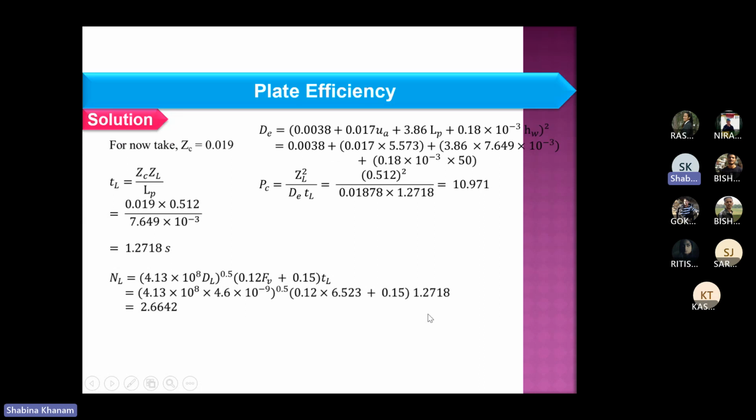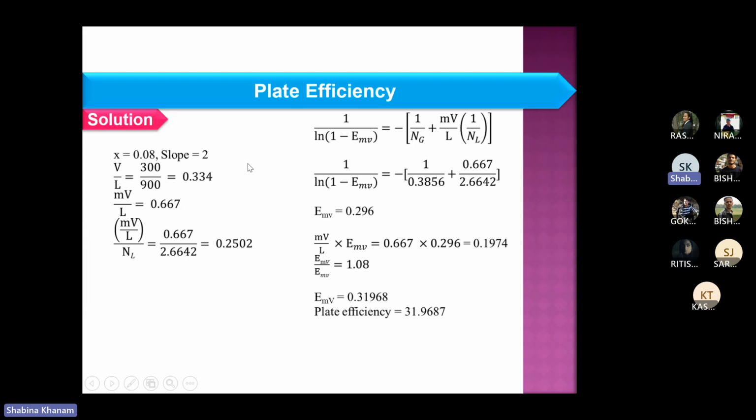Now once you are having this NG and NL, you can find out that point efficiency, right? And after point efficiency, you will be required to calculate plate efficiency, for which Peclet number is required, and for this eddy diffusivity is required. So this is the expression for eddy diffusivity we just have discussed, and then you can find out Peclet number as 10.97. Okay.